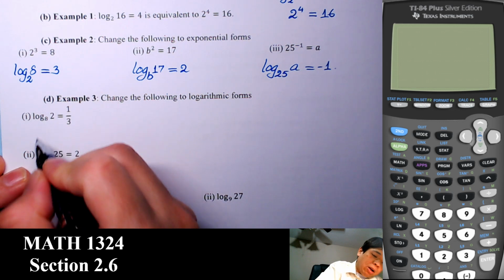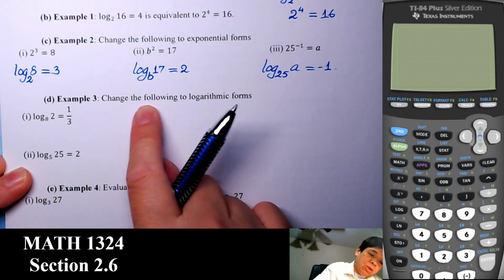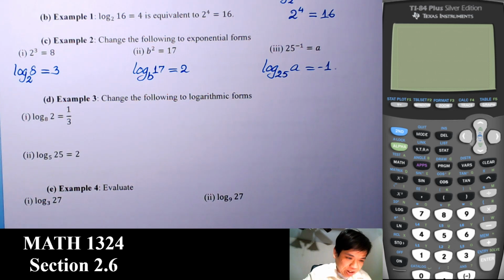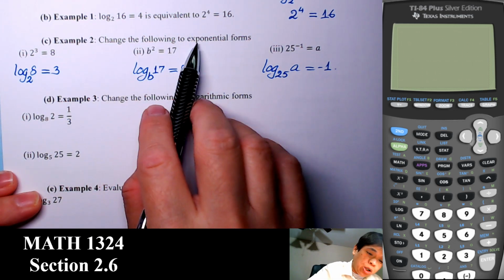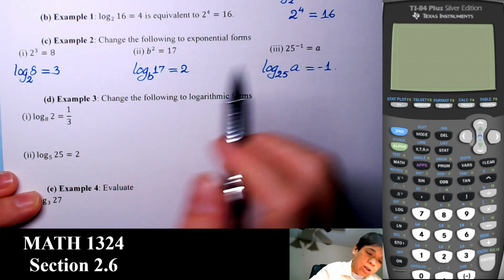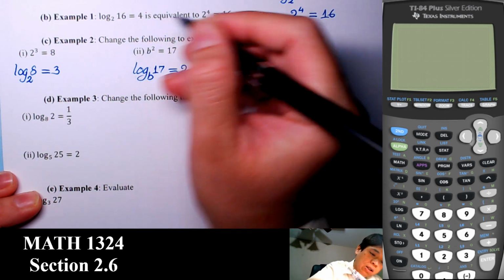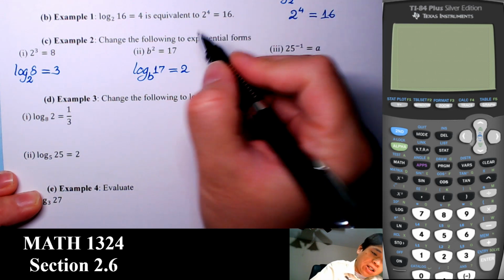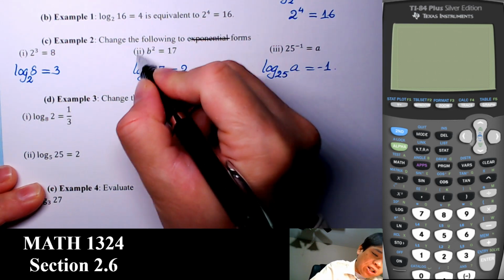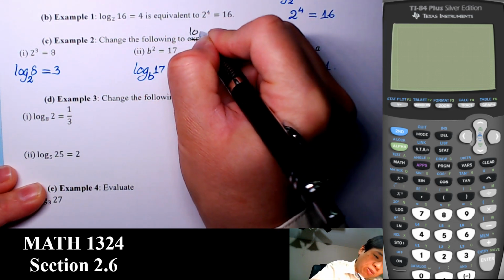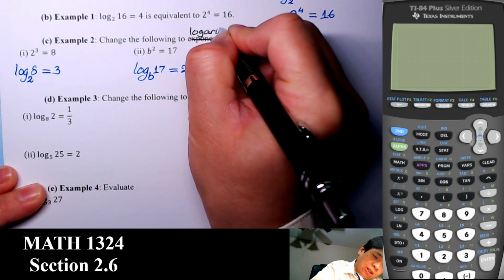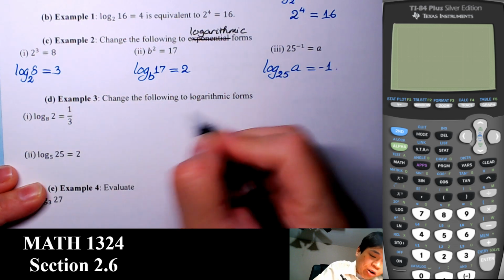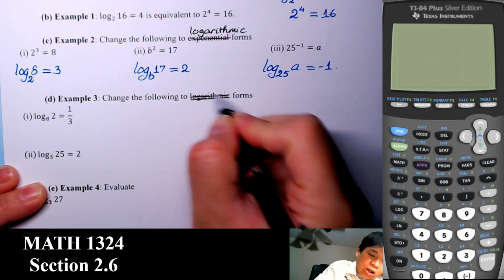Now, if we have, let me just write, change the following to exponential form. Actually, I got that backward, didn't I? So this is in exponential form, and we change that to logarithmic form. That makes sense. Now this is in logarithmic form, and we will change that to exponential form.